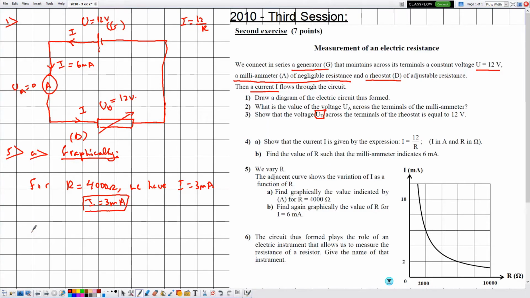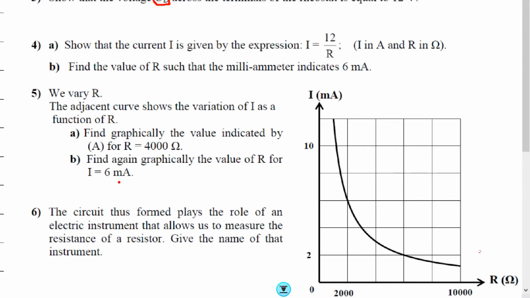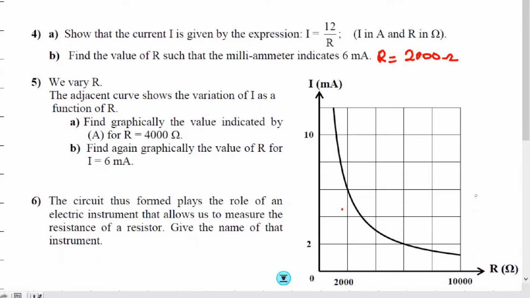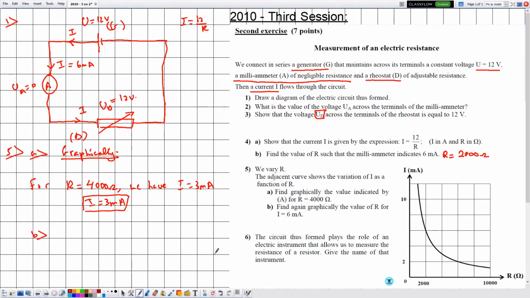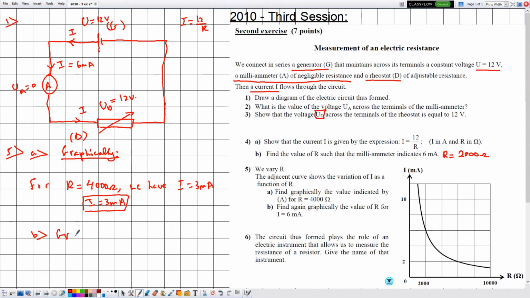Now in part B, they are telling me find again graphically the value of R for I is equal to 6 milliamps. They are telling me again because we already in part 4B have determined the value of R for I is equal to 6 milliamps, and the obtained result was given by 2000 ohms. So here we expect that using this curve we will obtain the same result, which is given by R is equal to 2000 ohms, or if the result is not in agreement, so probably we have done something wrong. And now in part B, because we are using the curve, let's say graphically, I repeat that they usually give a half a mark for this statement.